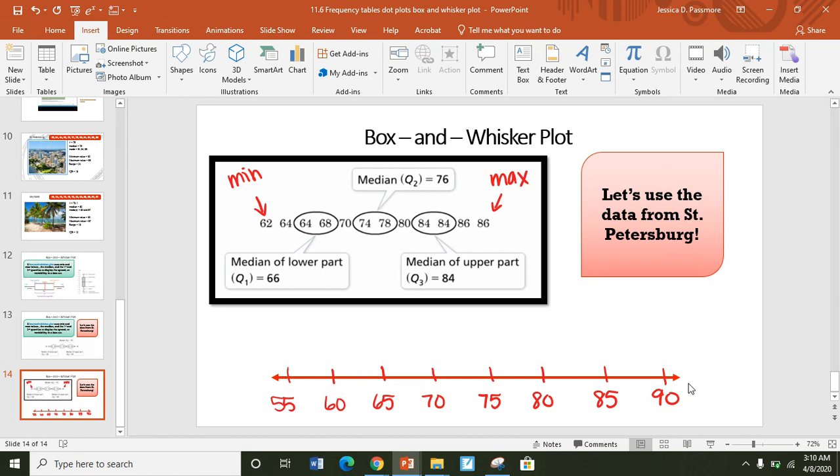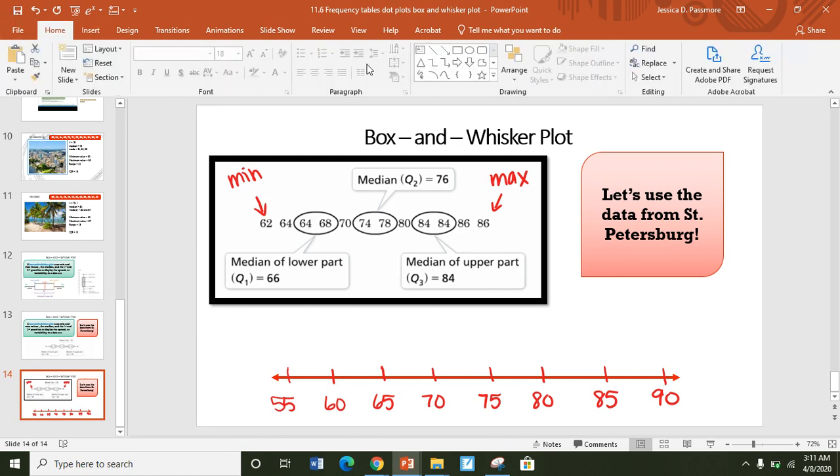Now, you don't have to create every value, but it is important that you maintain a similar spacing. So notice that on my number line, I've decided that my minimum value is 62 and the max is 86, so I'm going to do increments of 5. As long as you stay consistent, it really doesn't affect the box and whisker plot too much. Consistency is key. So I did 55, 60, 65, 70, all the way up to 90. So the first thing I want to do is create a number line that has all of the values present.